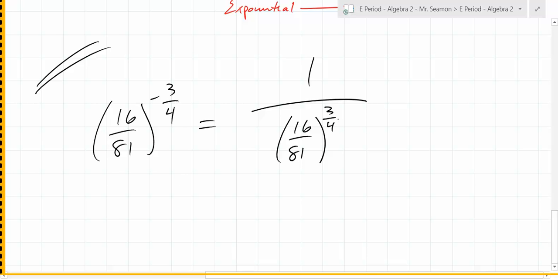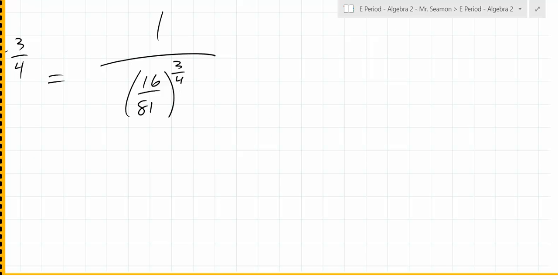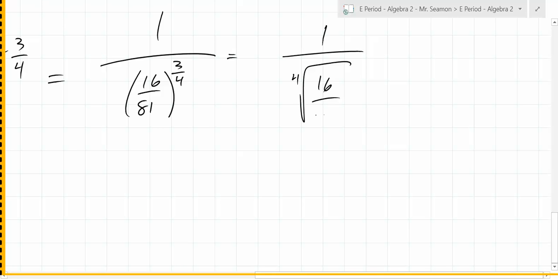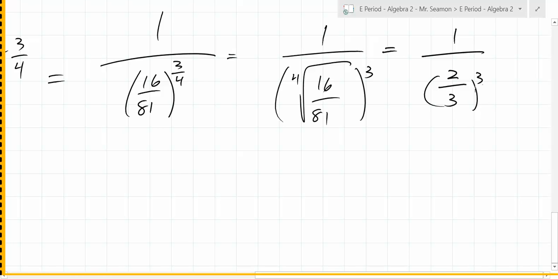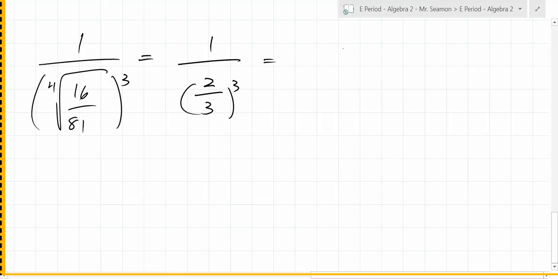3/4. That's all the negative means. We just did that several times. Now, what does 3/4 power mean? The 16 over 81 to the third. Yeah. Now, should you do the roots first or multiply first? Roots first. So it's the 4th root of this to the what power? What's the 4th root of 16? 2. What's the 4th root of 81? 3. Okay. What's 2 cubed? 8. What's 3 cubed?